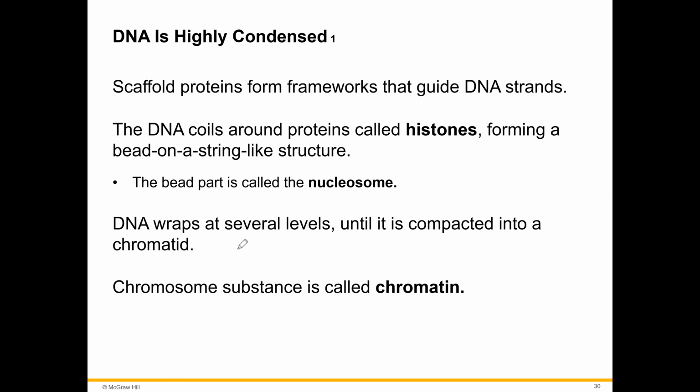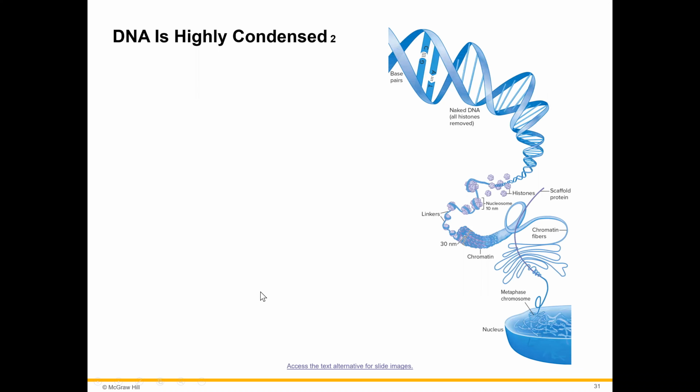DNA wraps at several levels until it is compacted into a chromatid, and the chromosome's substance is called chromatin. And I will explain it more. So let's look at the next slide first. DNA is a pretty large molecule, and you need to fit this molecule inside a microscopic cell. That's why DNA is highly condensed. So here's our DNA molecule. It's a double helix, right? That's made of repeating blocks called nucleotides.